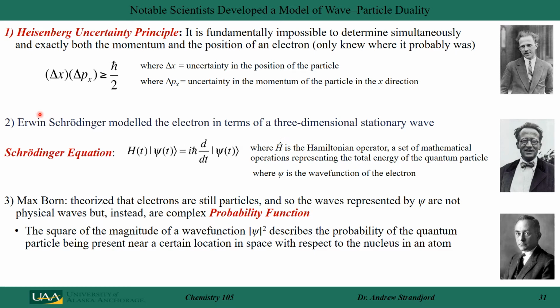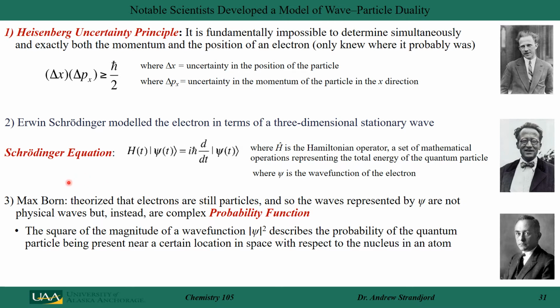Another scientist named Schrödinger, probably the most famous one in relation to quantum mechanics, determined a probability equation for electrons, where he modeled electrons as 3-dimensional stationary waves with nodes on them. Here, H in his equation is a Hamiltonian operator. For those of you that have taken differential equations, you're probably familiar with this. And this new symbol here is the wave function of the electron.